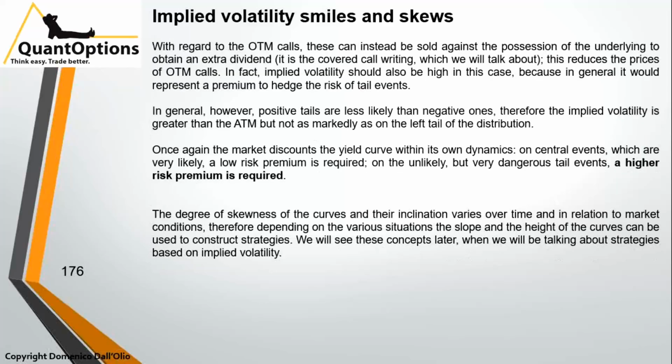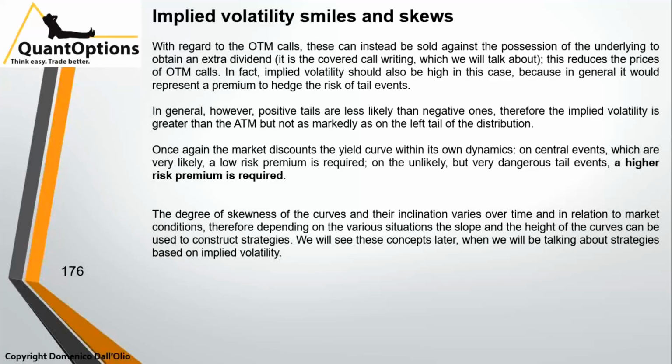With regard to the out-of-the-money calls, these can instead be sold against the possession of the underlying to obtain an extra dividend. It's the covered call writing. This reduces the prices of OTM calls. In fact, implied volatility should also be high in this case because in general it would represent a premium to hedge the risk of tail events. In general, however, positive tails are less likely than negative ones. Therefore, the implied volatility is greater than the ATM, but not as markedly as on the left tail of the distribution.